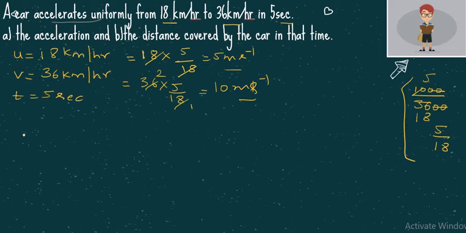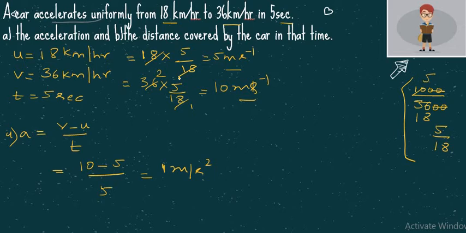What they have asked us to find is the acceleration. Acceleration, as we all know, is the change in velocity over the time taken. So it is equal to 10 minus 5 divided by 5, that is equal to how much? 1 meter per second square.